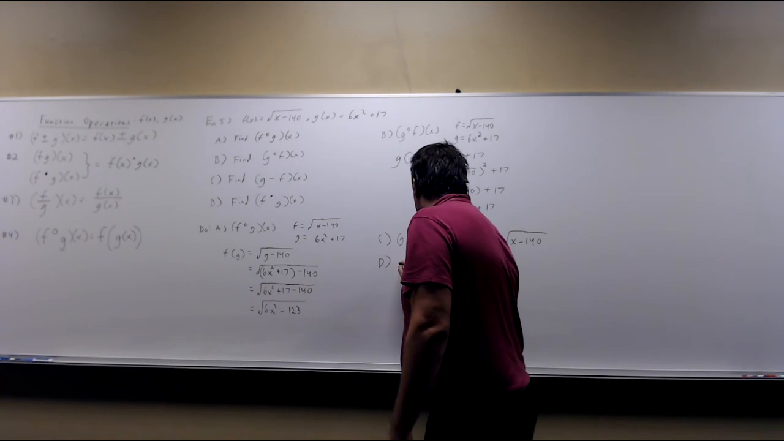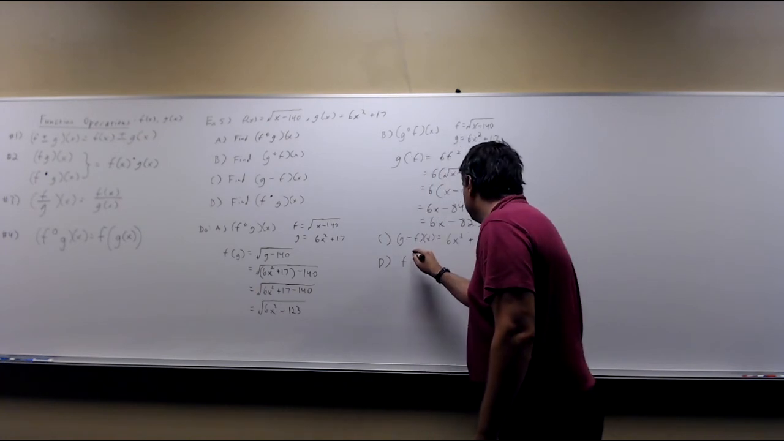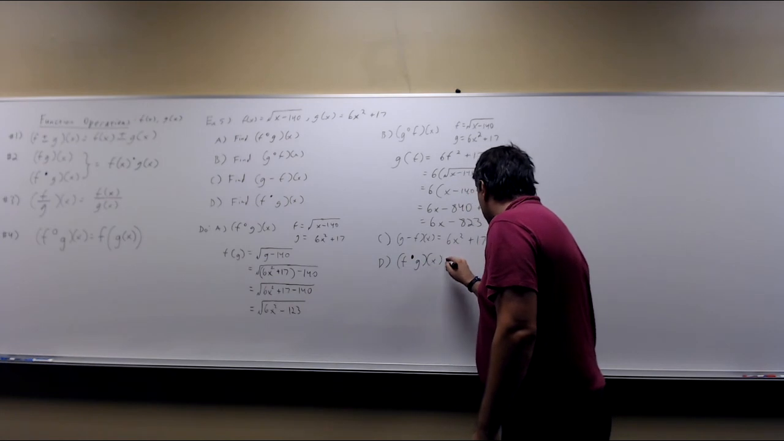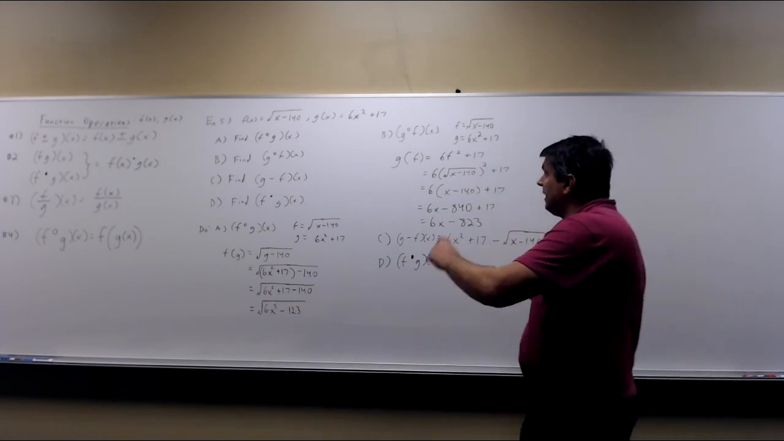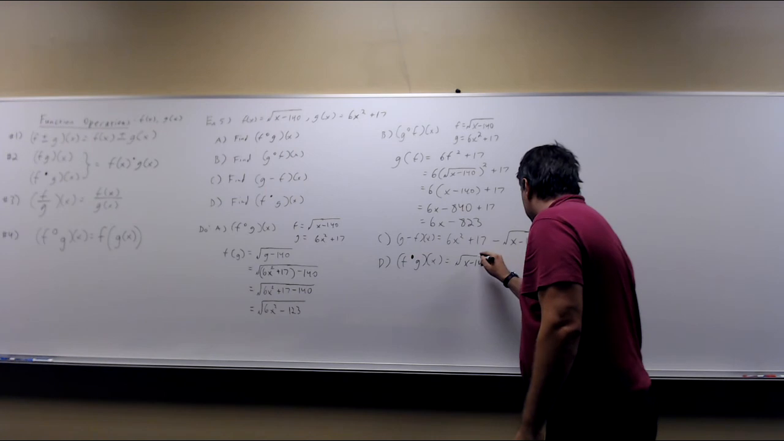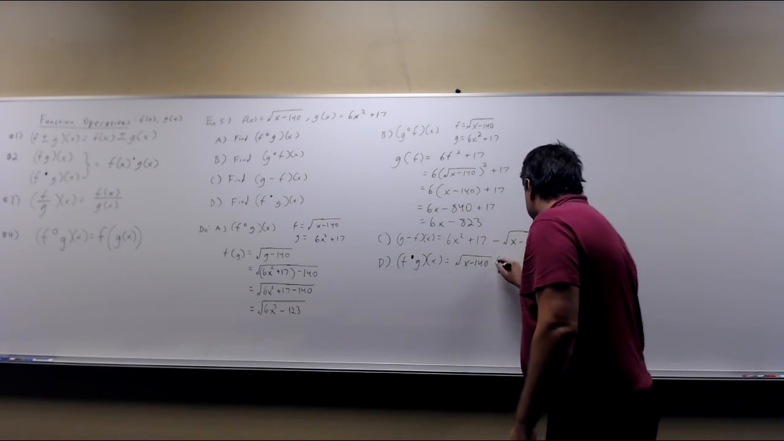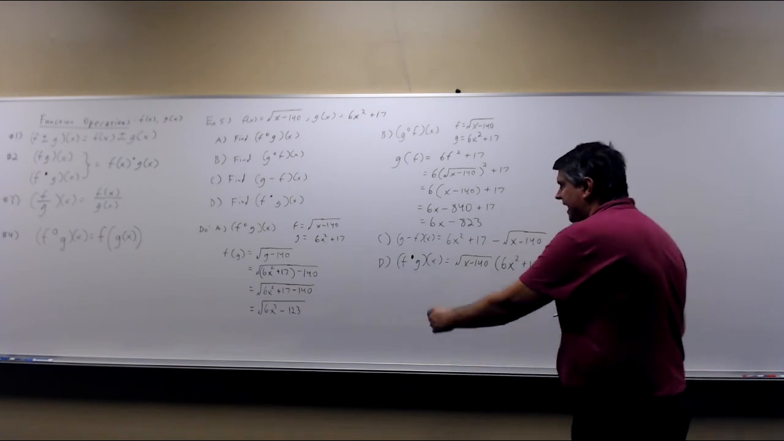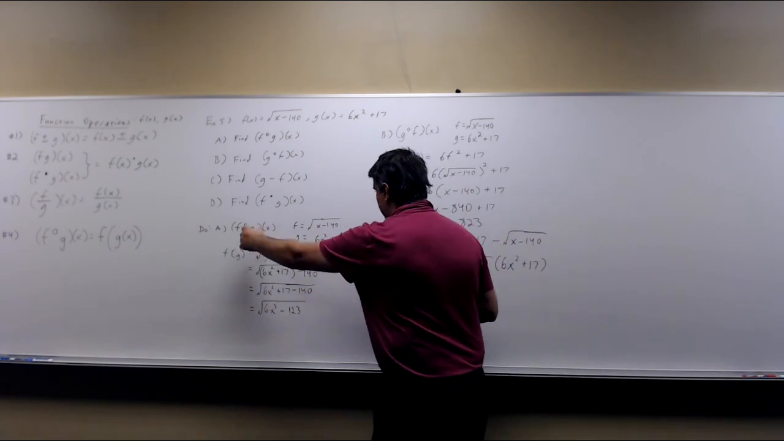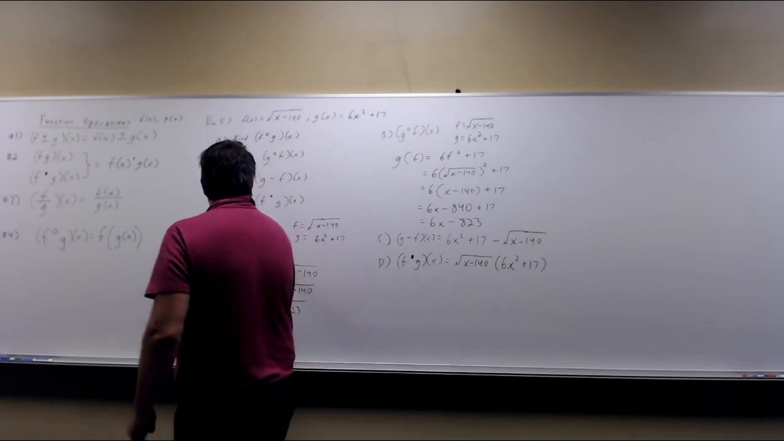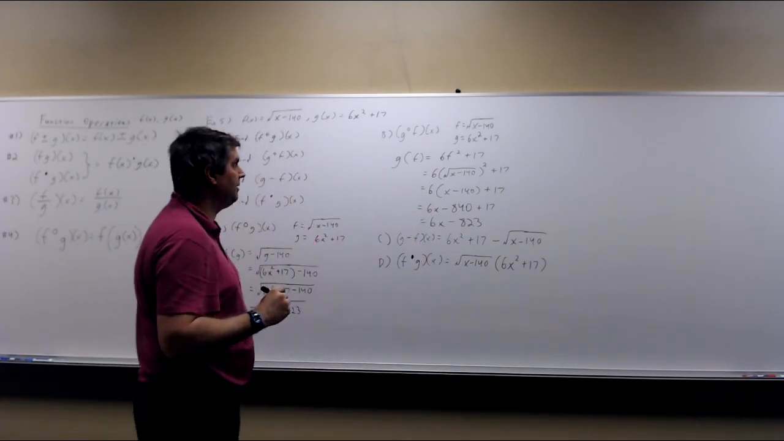D. F times g of x. So f times g of x. That's a times dot, folks. Well, folks, that's simply going to be f of x, square root of x minus 140, times 6x squared plus 17. Folks, that's f times g. That's f of g. Notice the difference. Times dot, open circle. Try to make it bigger for emphasis sake.